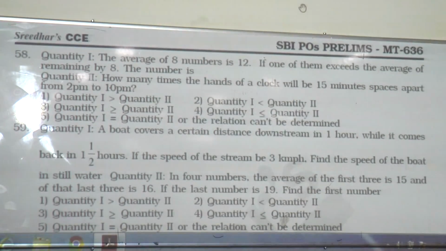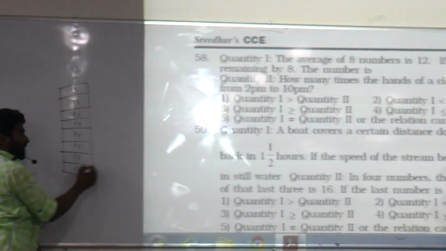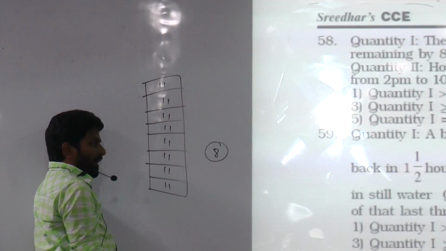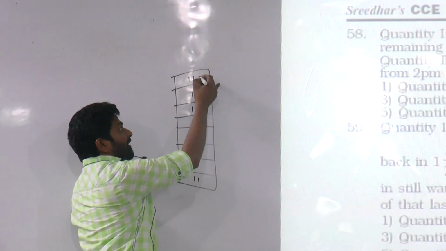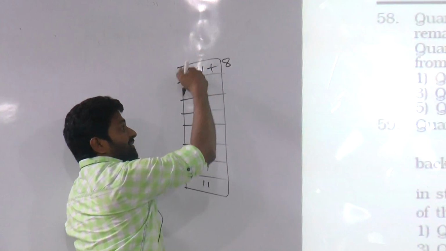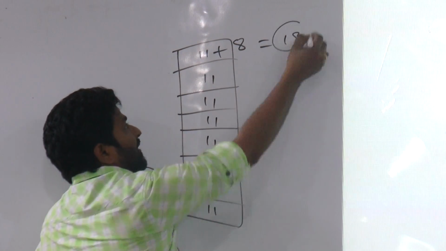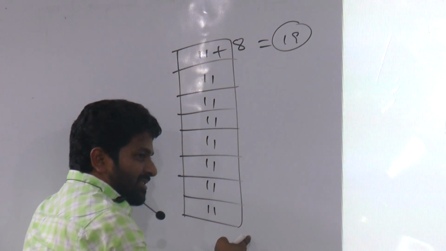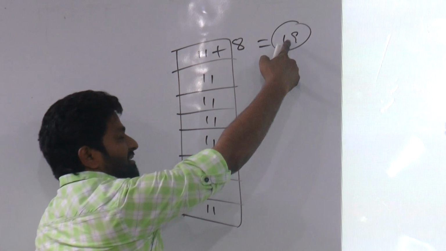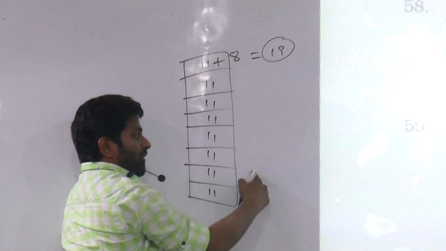8 numbers. And each number is, take one number from every number. Take 1 from every number. All numbers become 11, 11, 11, 11, 11, and you have 8 extra. And add this 8 to one of the number and it becomes 19. And average of remaining numbers is 11 and this is 19. So this is more than it by 8, right?